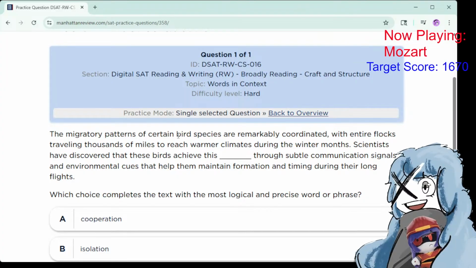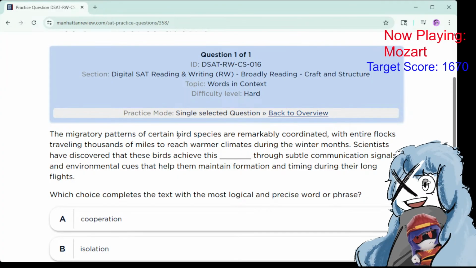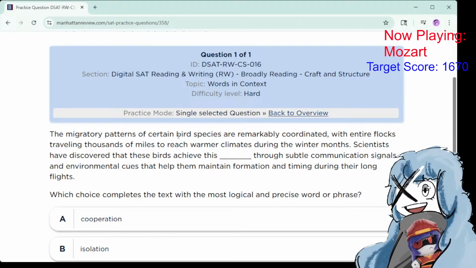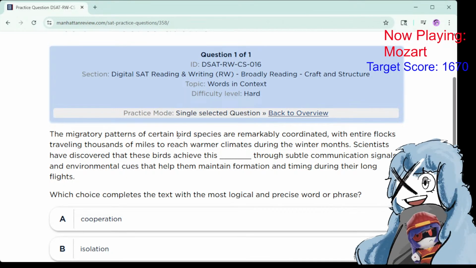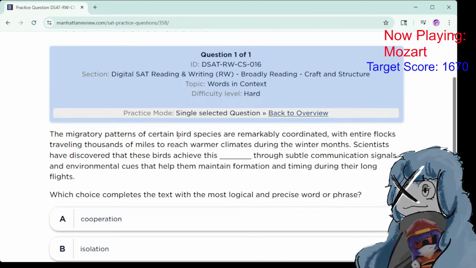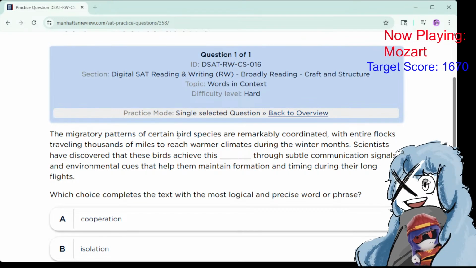The migratory patterns of certain bird species are remarkably coordinated, with entire flocks traveling thousands of miles to reach warmer climates during the winter months. Scientists have discovered that these birds achieve this blank through subtle communication signals and environmental cues that help them maintain formation and timing during their long flight time. So it's basically saying how the birds use signals.